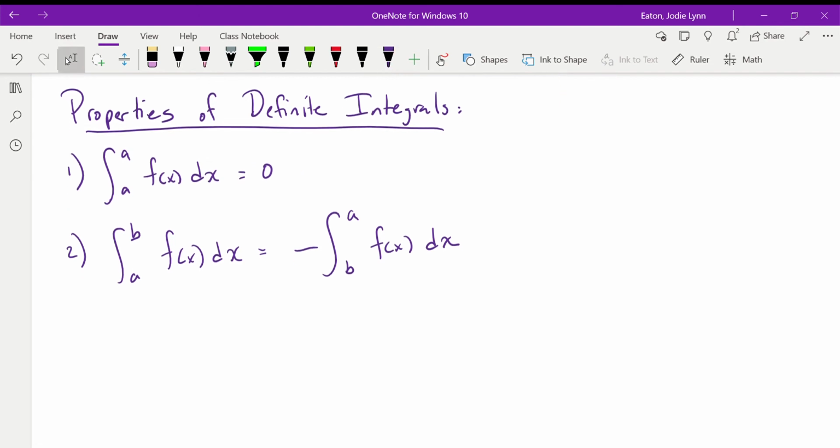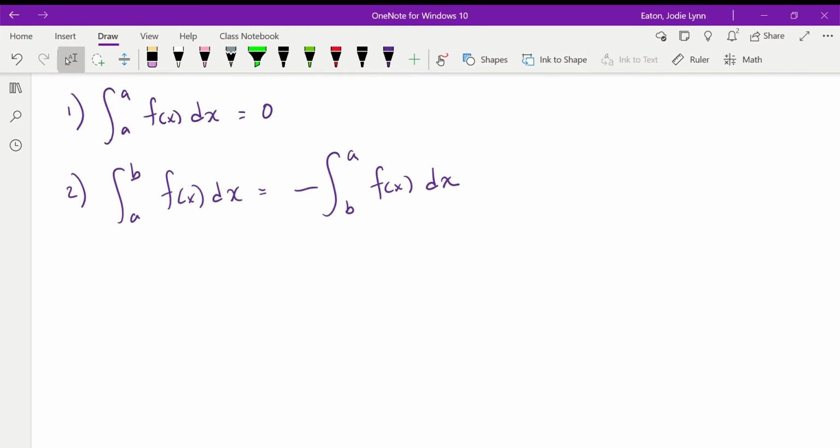Just like if we're counting area below the x-axis, we wind up with negative area, if you try to count area backwards, you are going to wind up with negative area. So you can switch the order, but it makes it negative.